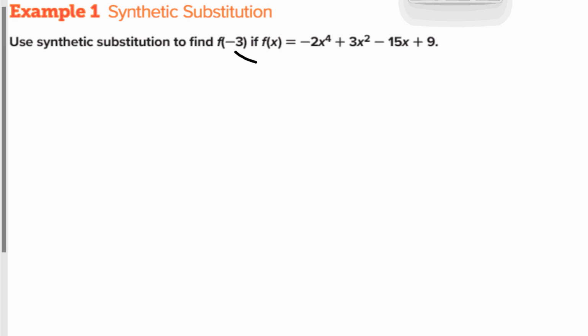So instead of plugging in -3 into all these x's, and sometimes we can get confused, especially if there's a negative, right, when we do it in our calculator and we mess up, we can just do synthetic division.